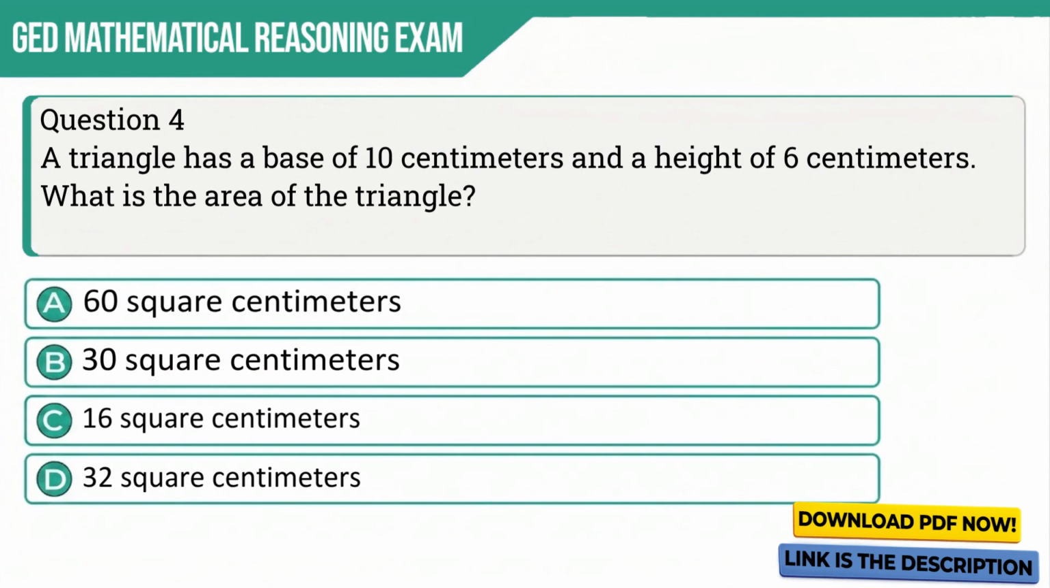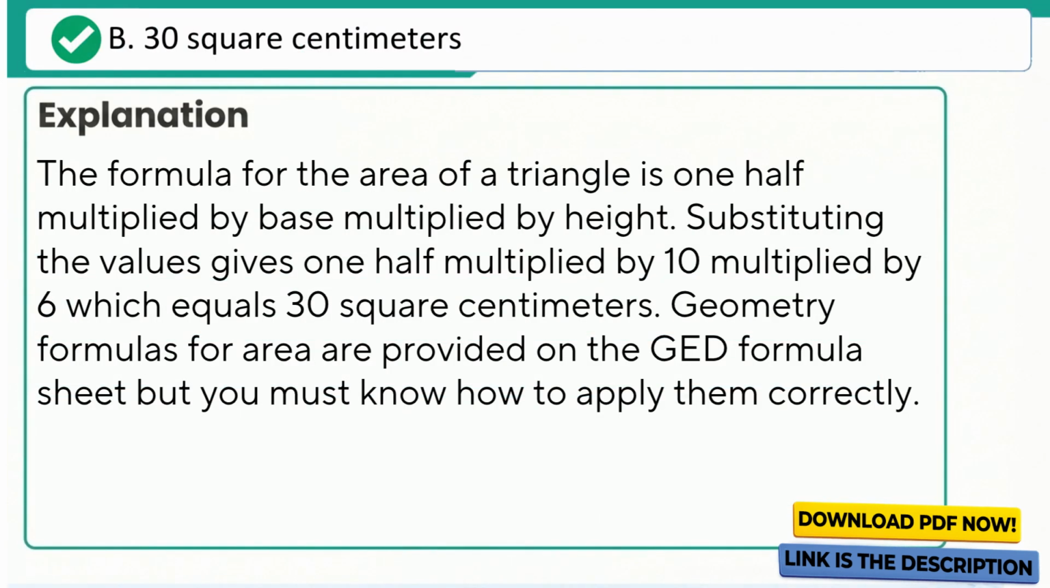Question 4. A triangle has a base of 10 centimeters and a height of 6 centimeters. What is the area of the triangle? A. 60 square centimeters, B. 30 square centimeters, C. 16 square centimeters, D. 32 square centimeters. Correct answer, B. 30 square centimeters.